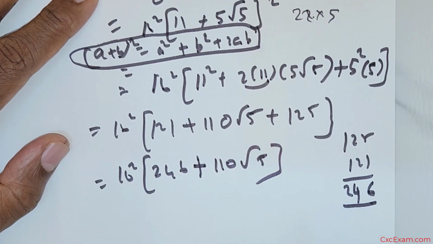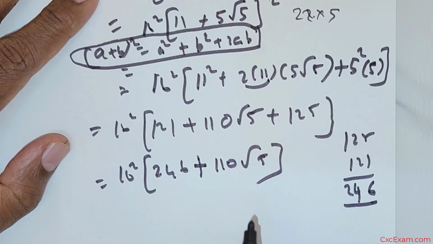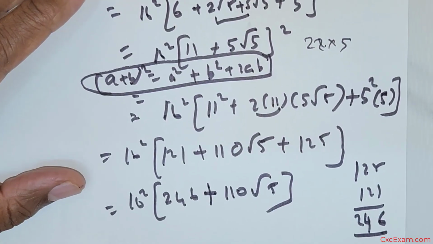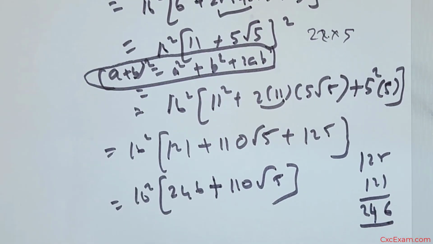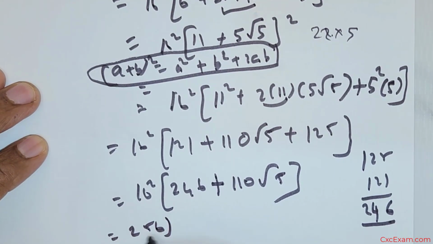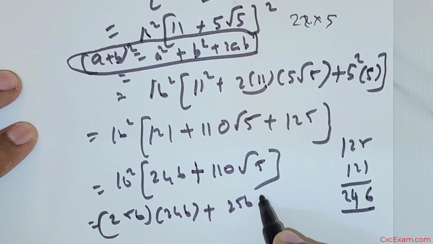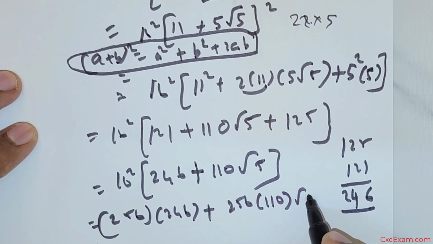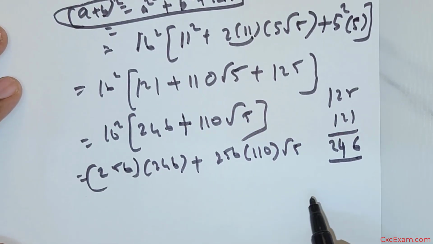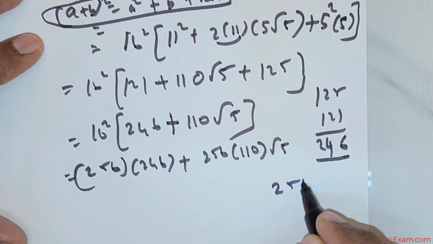Okay. So now you need to just simply expand. If you were to expand, you will get the outcome. Now 16 squared is 256. So this is 256 multiplied with 246 plus 256 multiplied with 110 multiplied with root 5. Now we will have to take the product and see.